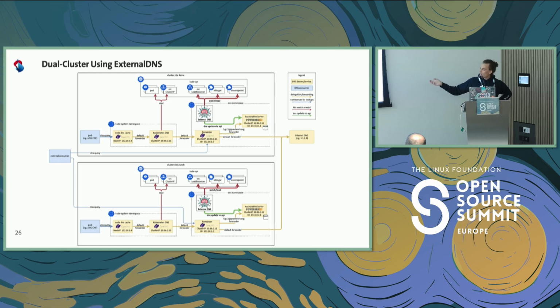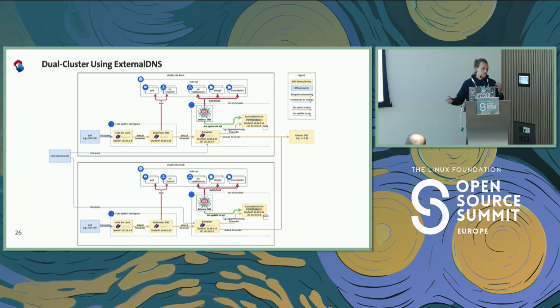And what I want to note here is there's two PowerDNS deployments. They're completely separated, and each one has their own database. So there's no shared database. There's nothing complicated. It's just twice the same thing. Each one has their own PowerDNS and their own database.